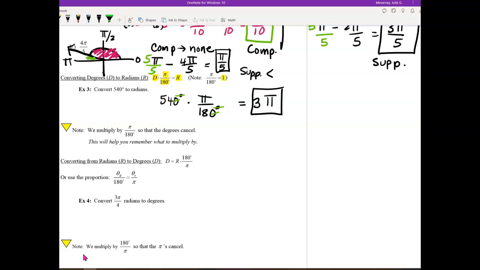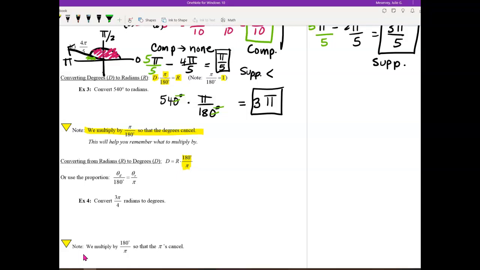Okay, so now we're going to convert. Here's my little tip on how to remember to do this: the degrees will cross cancel. All right, let's convert radians to degrees. Now we're just going to flip our fraction. We take the radians and multiply by 180 over pi, and it's going to leave us with degrees. I always remember this because we want the degrees to stay, so they're not going to cross cancel.